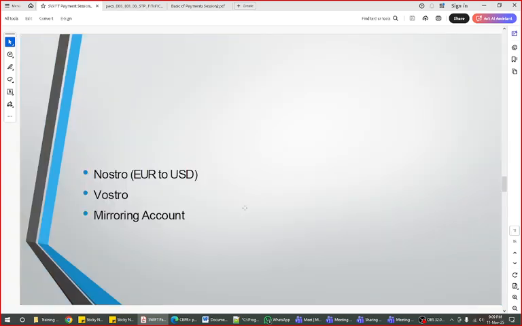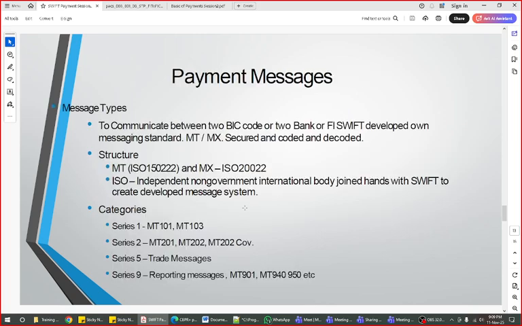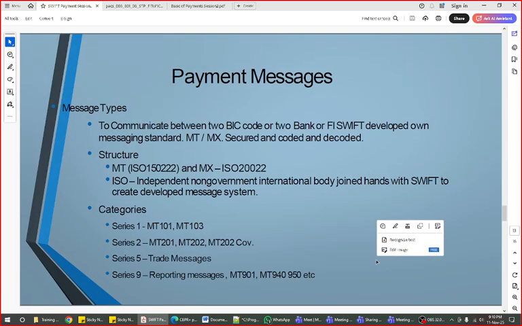Good. Thank you. Okay. Then we already discussed Nostro Vostro main account. You are also aware of this. Then we are going to discuss category 1 messages, category 2 messages, and the different messaging systems. Those are the systems we are going to discuss: series 1, series 2, and series 9. These are the three important systems we are going to discuss in our coming sessions.